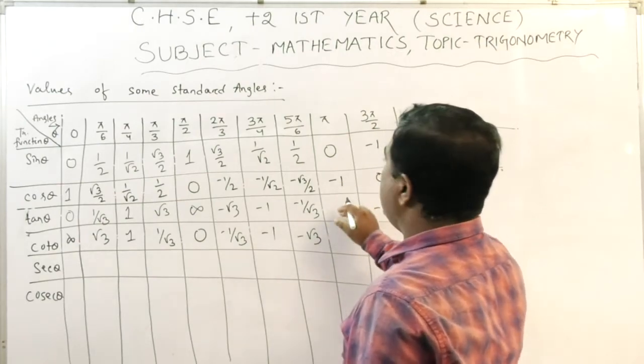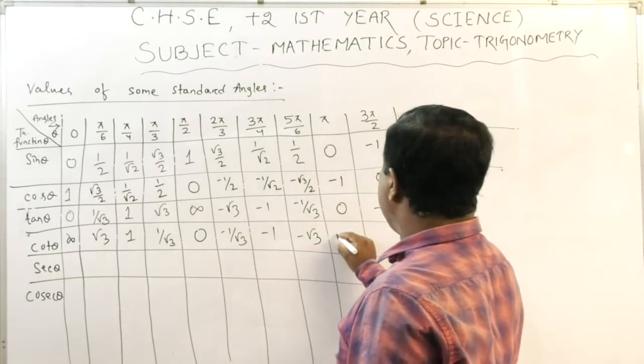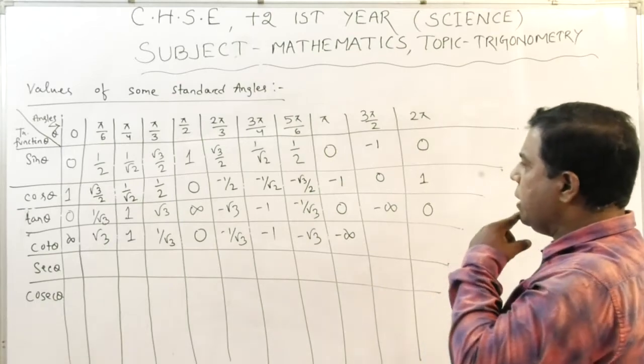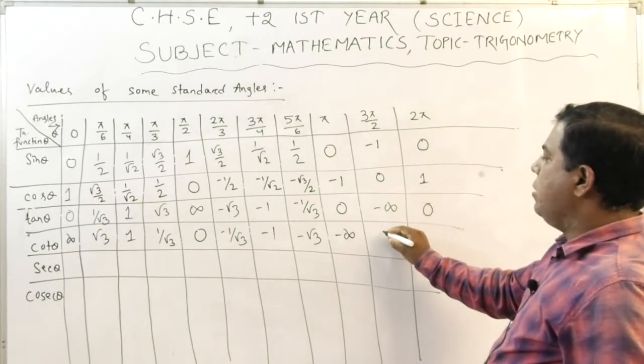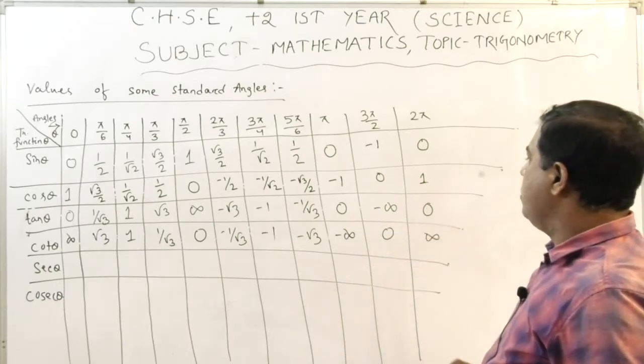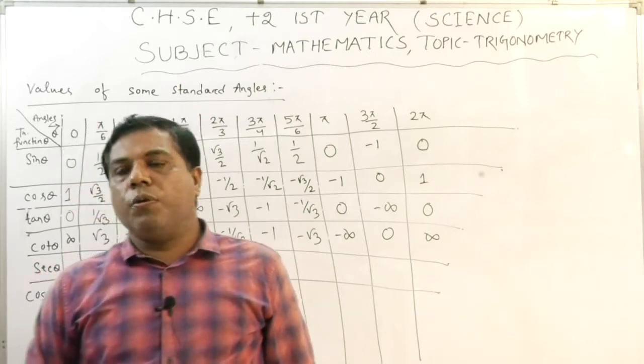0 upon 1, so it is 0. Okay, so we can say it is minus infinite, and we can say it is 0 and it is also infinite. Okay, dear students, so this is about the cot function.